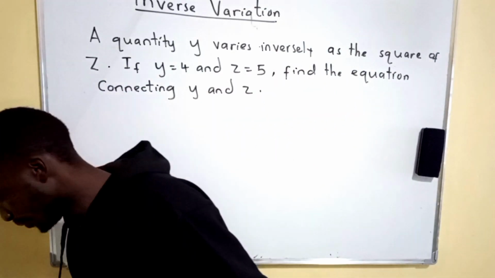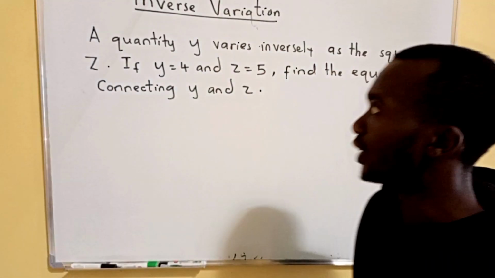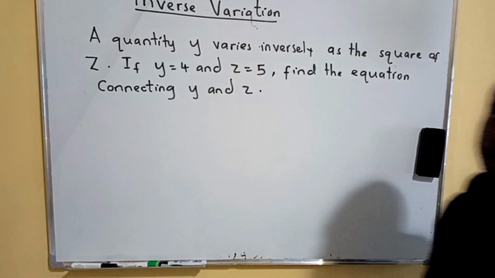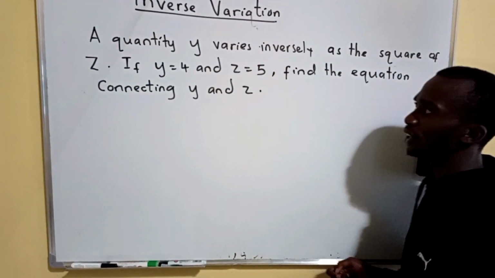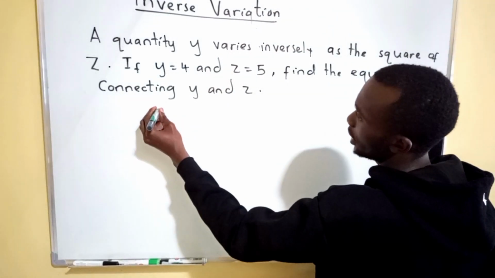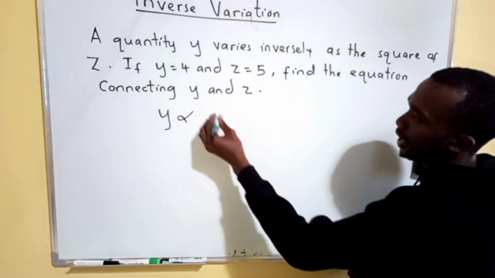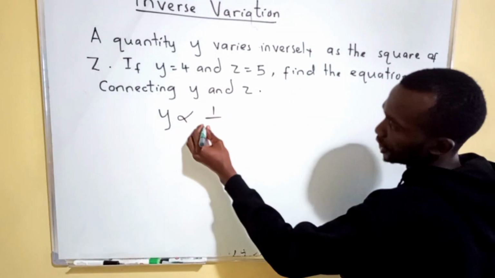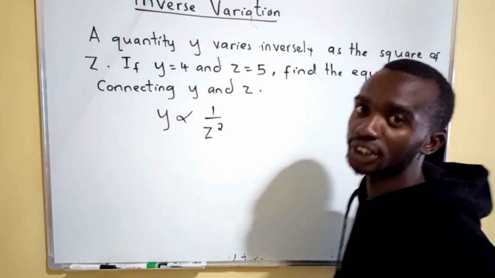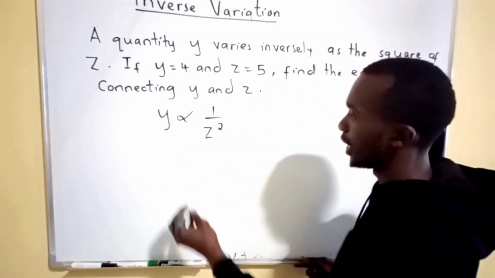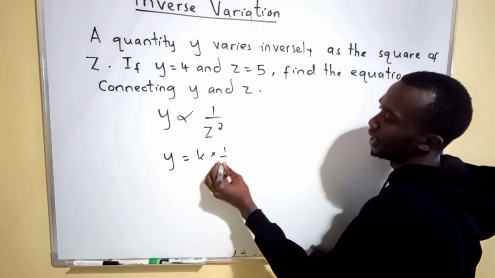Now this kind of variation is known as the inverse variation. But now the quantity y varies inversely as the square of z. Now it is not z, but it is z squared because it is the square of z. So y varies inversely as the square, that is 1 over the square of z, which is z squared. Introducing an equal sign, we introduce also a constant of proportionality k. So y is equivalent to k times 1 over z squared.